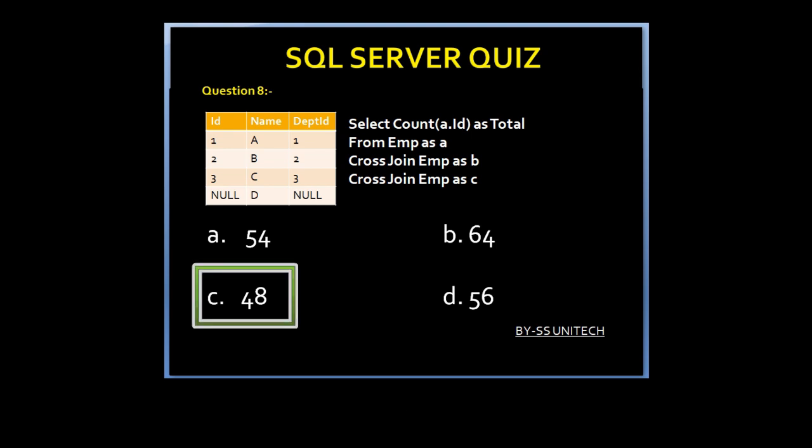So time up, option C is true. So here we are getting 16 rows from our first cross join, 4 null values and 12 not null values. And from our second cross join, it will return 64 rows. So here we will get 48 rows which are not null and 16 rows with null value. So we are going to use this inside an aggregate function, so null values will be skipped. So we will get 48. So option C is true.